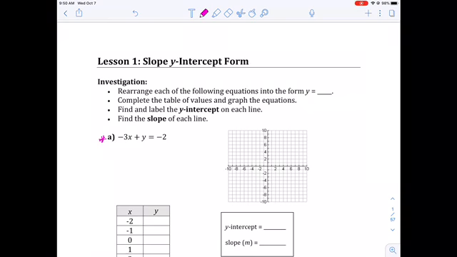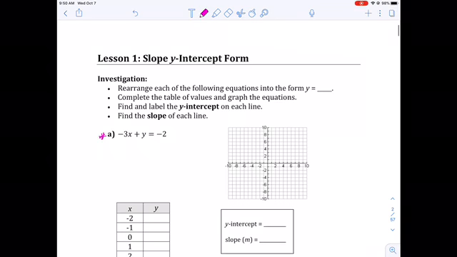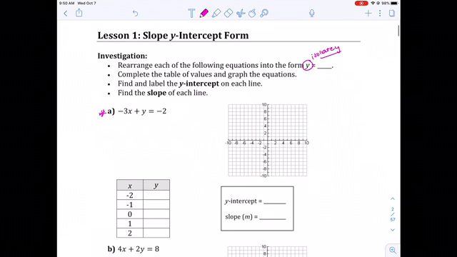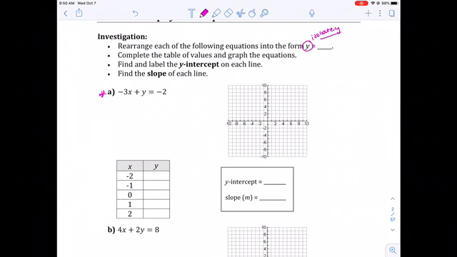What does it mean to do that? That means we basically want to isolate y. Okay, we're isolating y. And then it says complete the table of values and graph the equations. Find and label the y-intercept on each line and find the slope of each line. So in order to isolate y, what I need to do is get every other term by itself. So I want to keep the y by itself there.